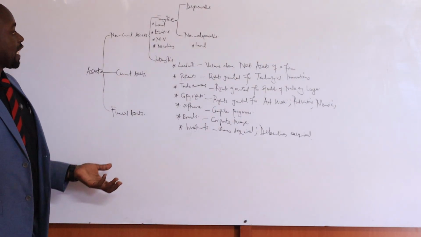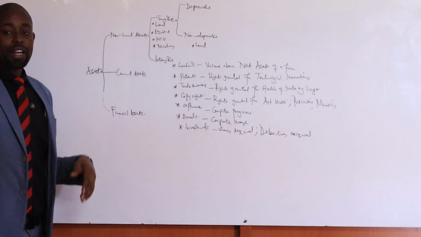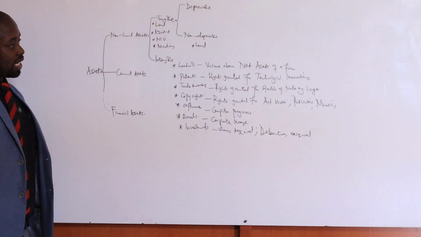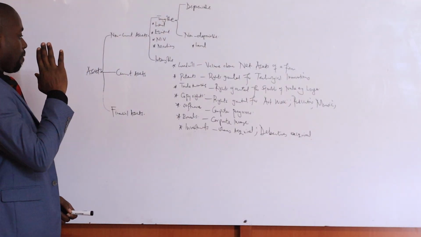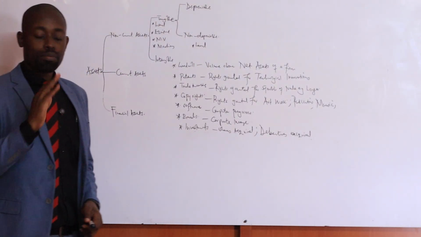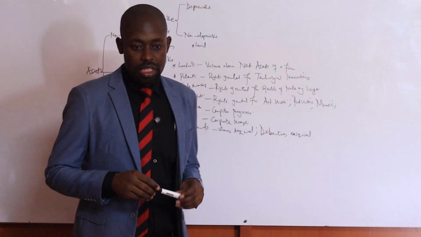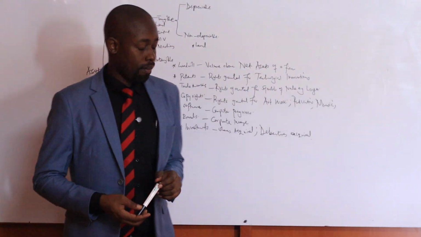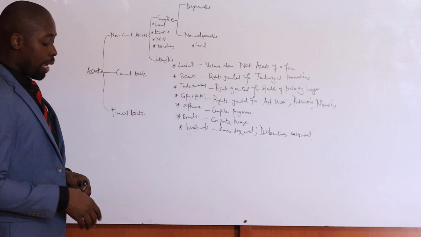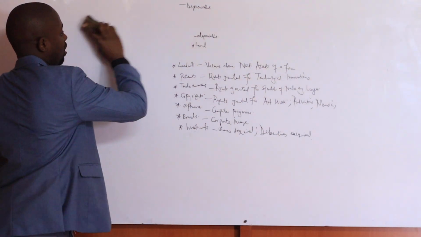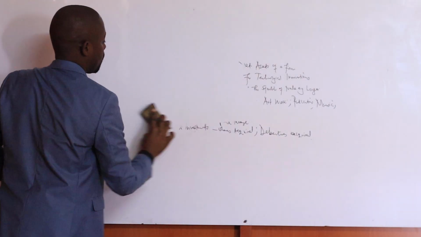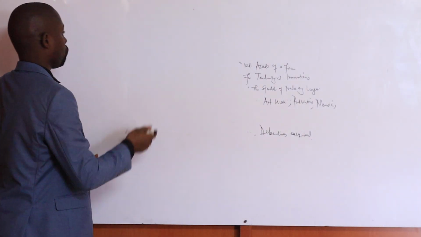Let's now go to the next type of assets, which we call current assets. What are current assets? Current assets are assets that the firm benefits from for a period not exceeding 12 months. The main type of current asset is cash.